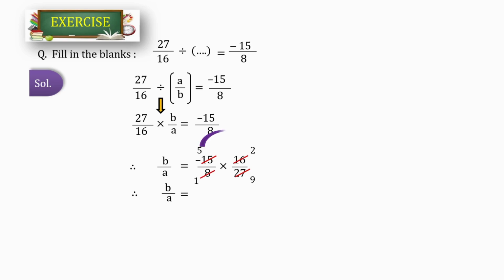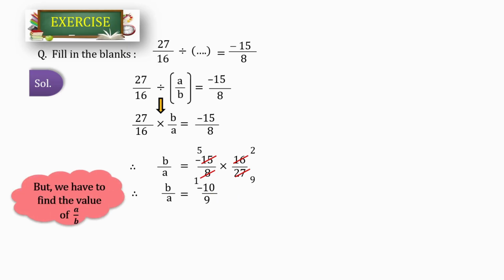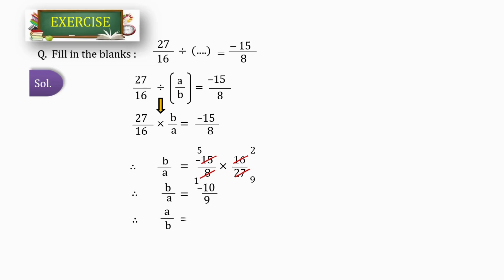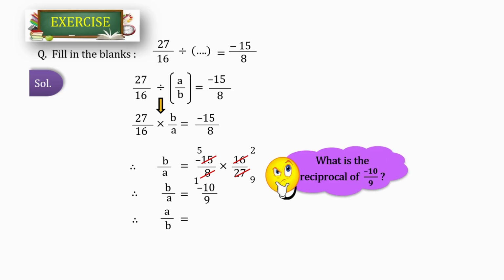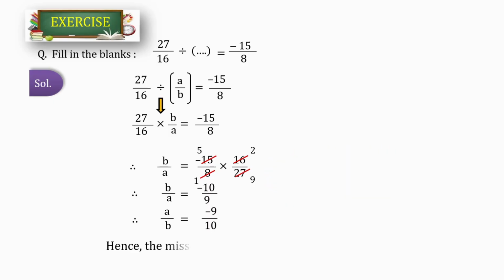Now simplify it. So we got the value of b by a as minus 10 by 9, but we need to keep in mind that we need to find the value of a by b. So we know that a by b is the reciprocal of b by a. So we need to find the reciprocal of minus 10 by 9, that is equal to minus 9 by 10. So hence the missing number is minus 9 by 10.